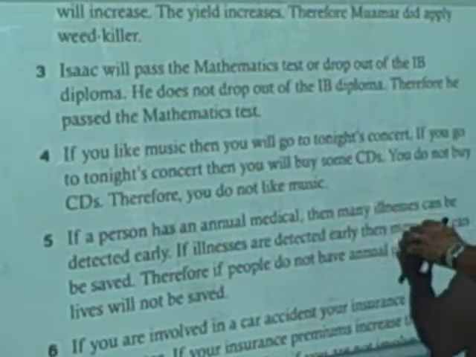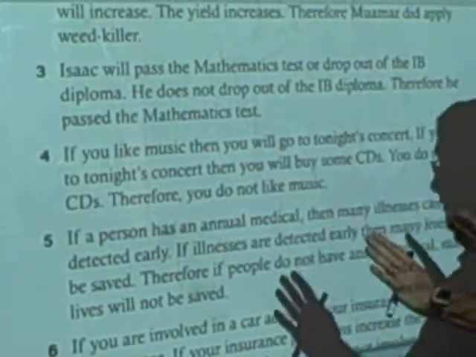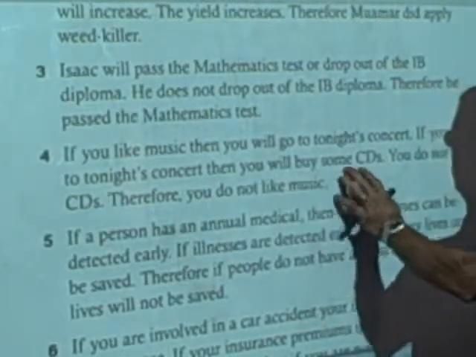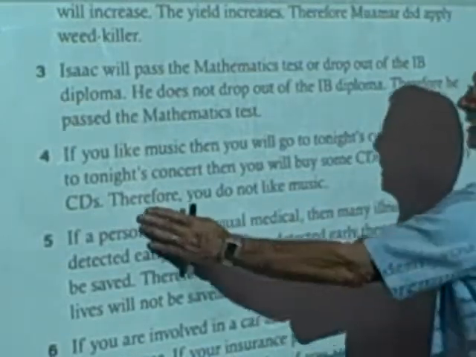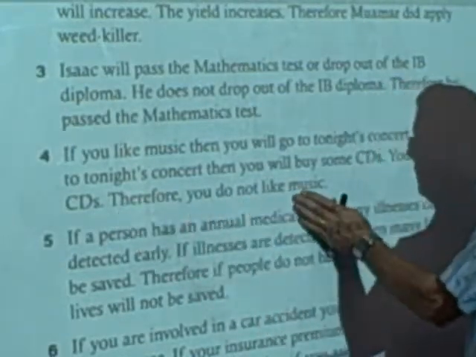If you like music, then you will go to tonight's concert. That's a statement. It's an implication, but it's a statement. If you go to tonight's concert, then you will buy some CDs. That's another statement. You do not buy CDs. That's a third statement. And finally, we get to the therefore, you do not like music.